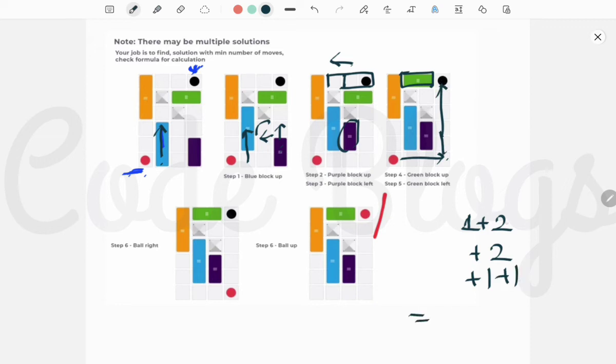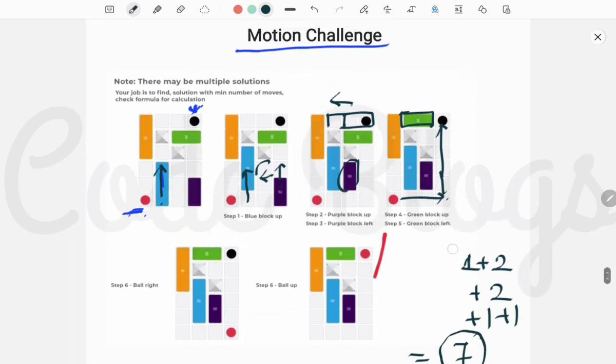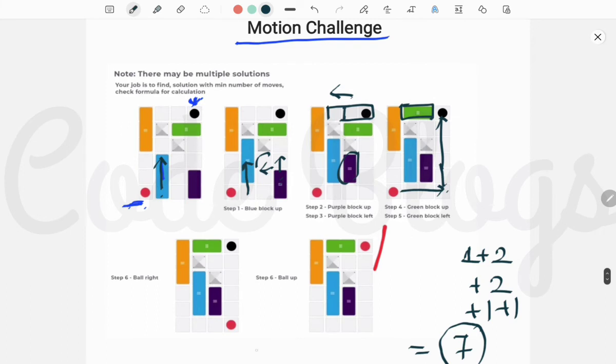So total step is 2 plus 4, and that is 4 plus 3, that is 7. Okay, so total 7 moves are required in this motion challenge. Your main task is to keep the minimum number of moves to reach its destination, to put the ball into its destination with minimum number of moves.